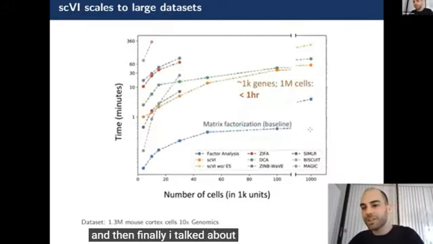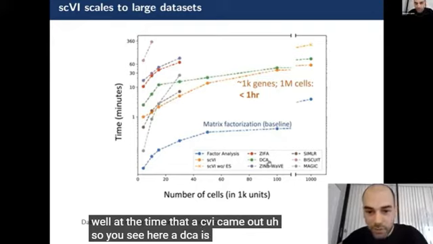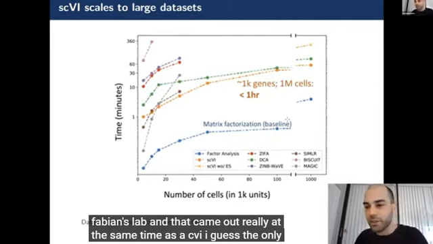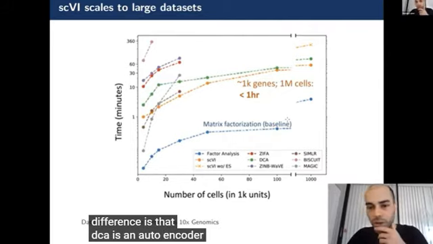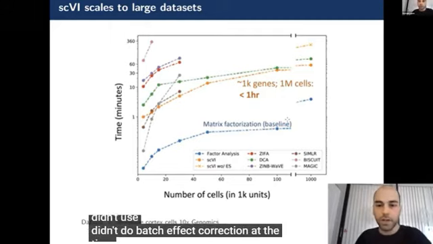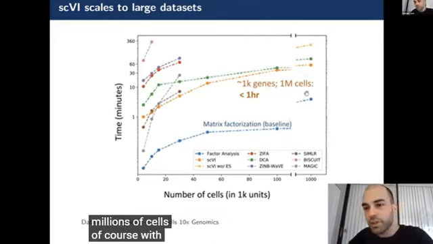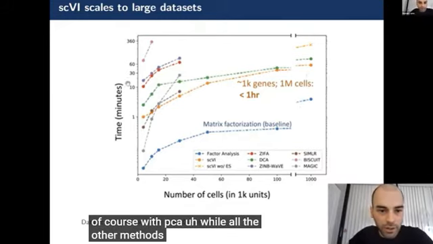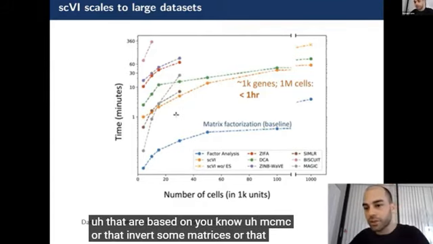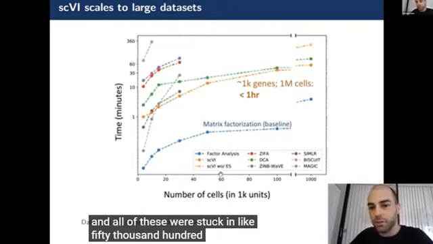And then finally, I talked about scalability. At the time that SCVI came out, you see here DCA is a method from Fabian's lab, and that came out really at the same time as SCVI. The only difference is that DCA is an autoencoder and it didn't do batch effect correction at the time. But you see that these are the only methods that can basically scale to millions of cells, of course, along with PCA. All the other methods that are based on MCMC, or that invert some matrices, or that are quadratic in scale or blow up in memory, were stuck at like 50,000 or 100,000 cells.